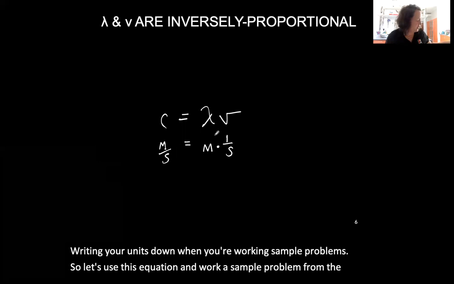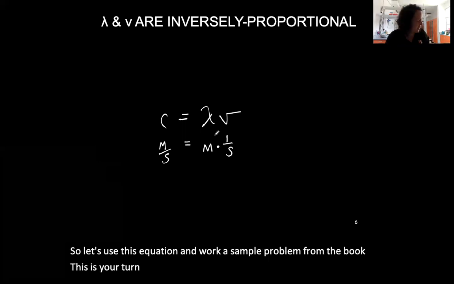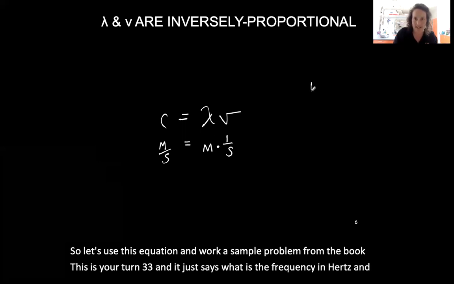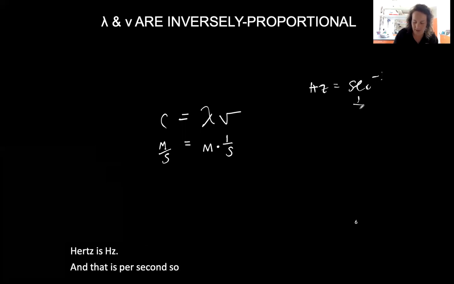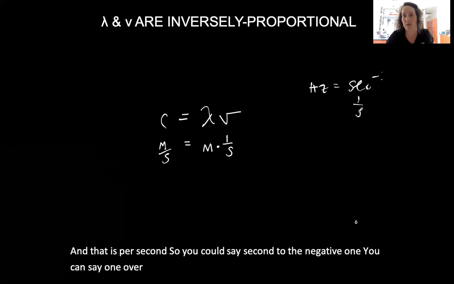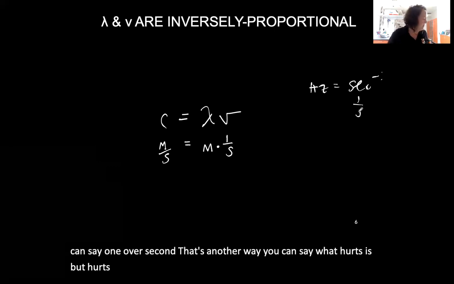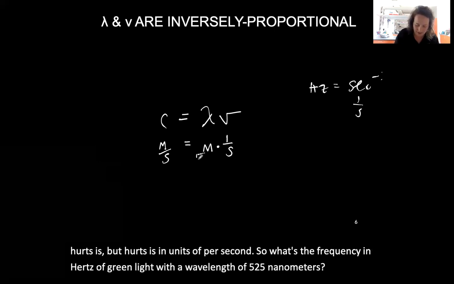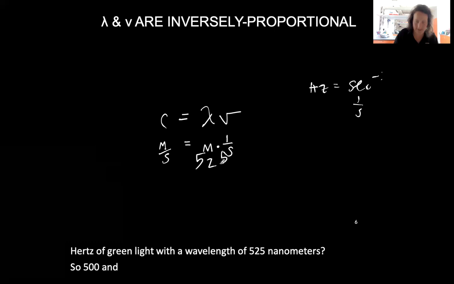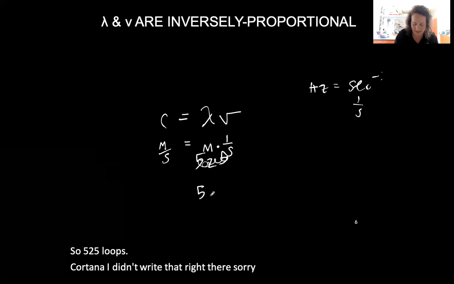This is Your Turn 3.3, and it just says, what is the frequency in hertz? And hertz is Hz, and that is per second. So you could say second to the -1, you can say 1/second. That's another way you can say what hertz is, but hertz is in units of per second. So what's the frequency in hertz of green light with a wavelength of 525 nanometers?